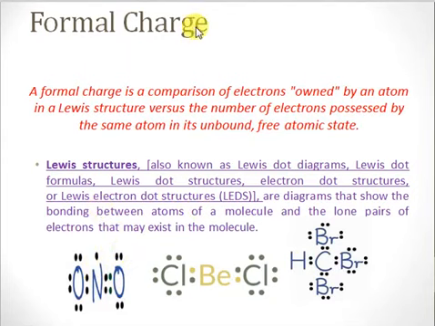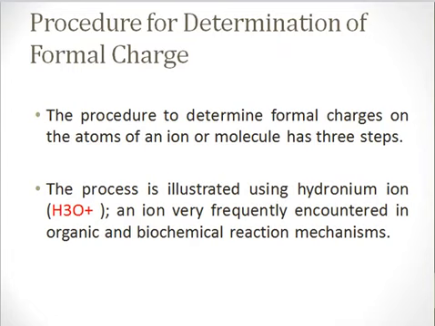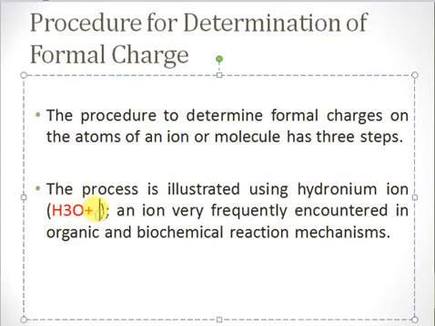Next we'll consider the process for calculating the formal charge, and how we can determine if the molecule we are considering, or a certain atom, is electronically deficient or electronically rich. This procedure consists of 3 steps. Before starting, let's take the example of a simple molecule, the hydronium ion, H3O positive. You might have seen this ion very frequently in different organic reaction mechanisms and biochemical reaction mechanisms as well.